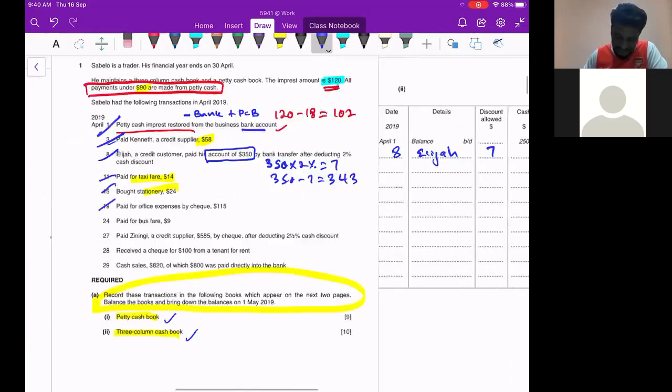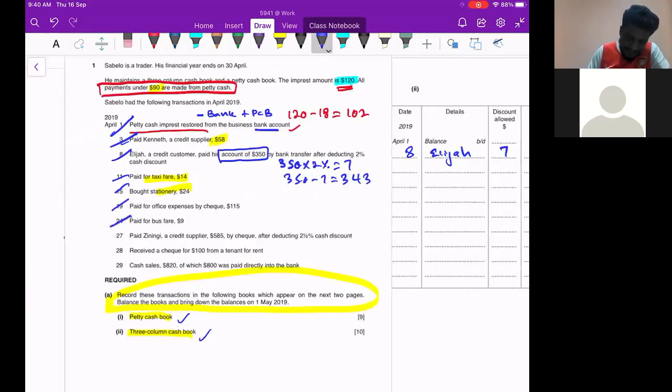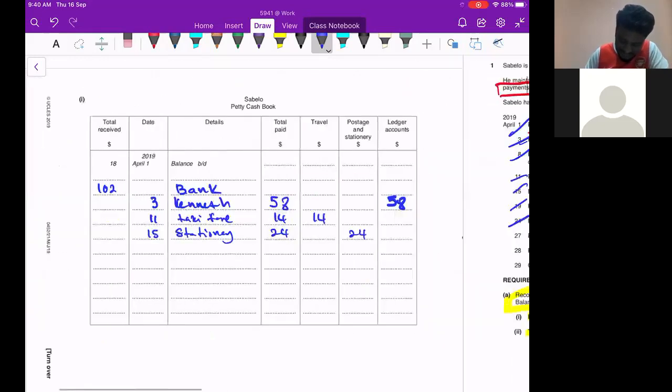Office expenses. After that, paid bus fare. Bus fare is 99, so it is in the petty cash book, on the 24th. Is it 24th? Yeah. Bus fare will be in travel.